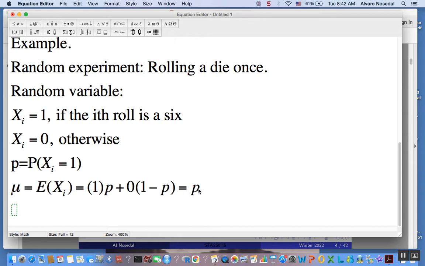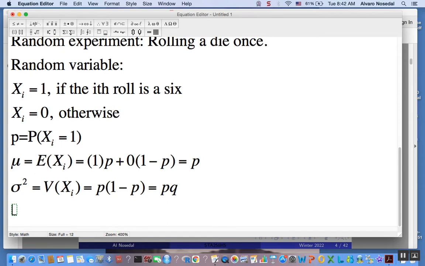You could easily find the variance as well, sigma squared. You can do that later. But here, I'm just going to say that the variance for this random variable is p times 1 minus p. Sometimes you'll see that we refer to 1 minus p as q.